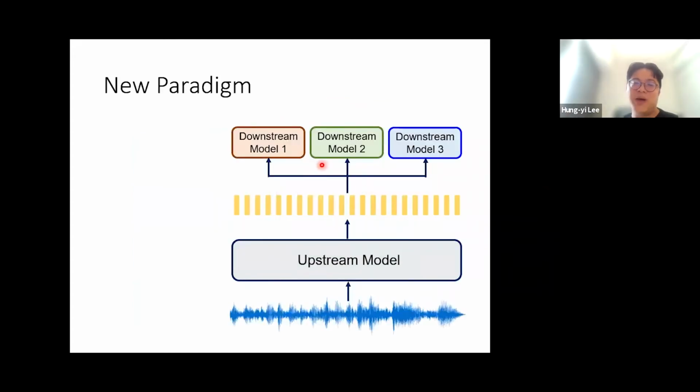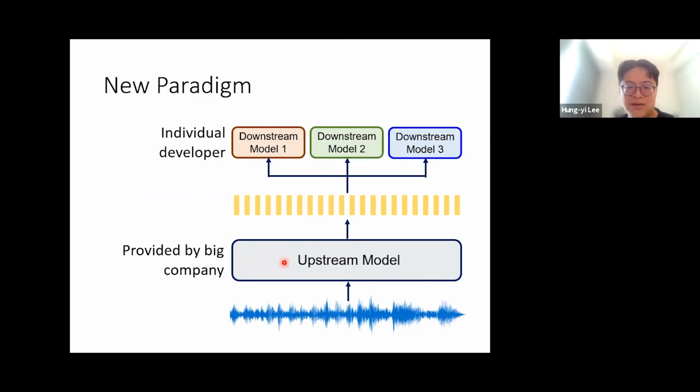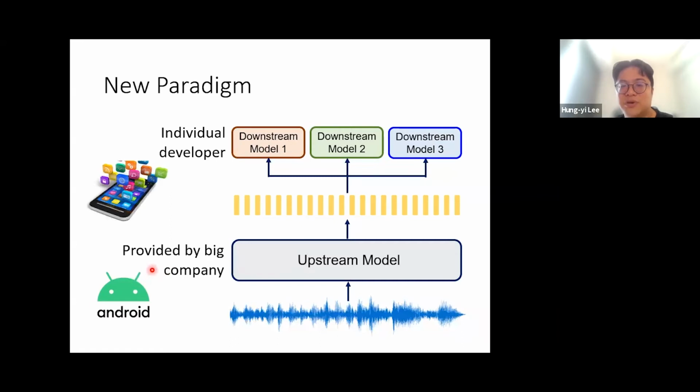So now we see a new paradigm. This new paradigm is we have a fixed upstream model, and this upstream model can be used in a wide variety of downstream tasks. As I mentioned last Friday, this upstream model can be a utility. It is provided by a big company. It is something like Android. And all the individuals, small companies, school labs, we can leverage the upstream model to do our own application. So we have seen a new paradigm. But the new paradigm leads to new risks.